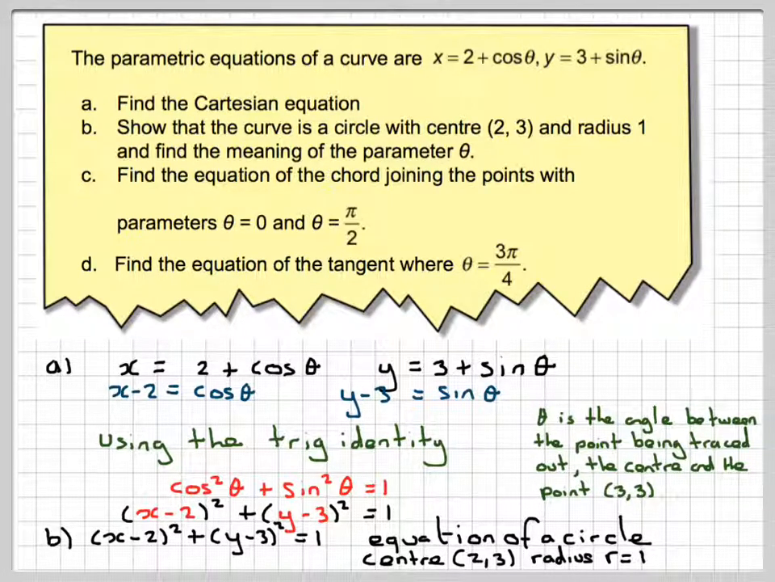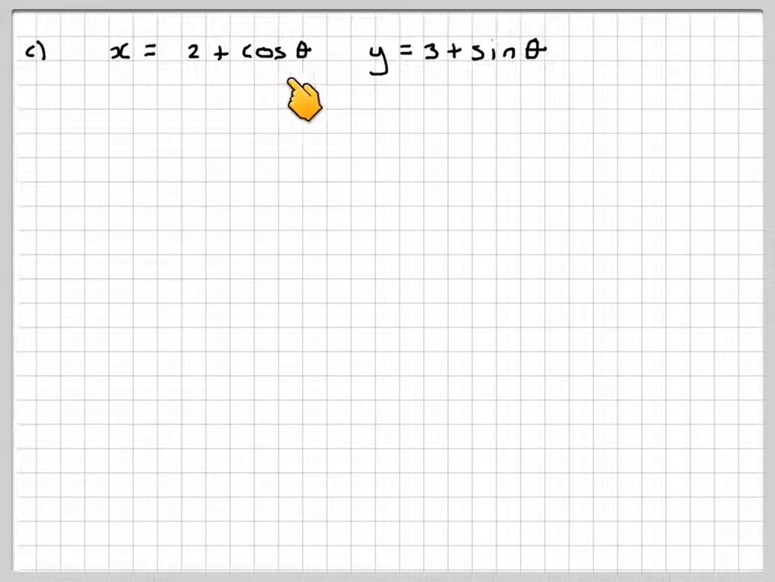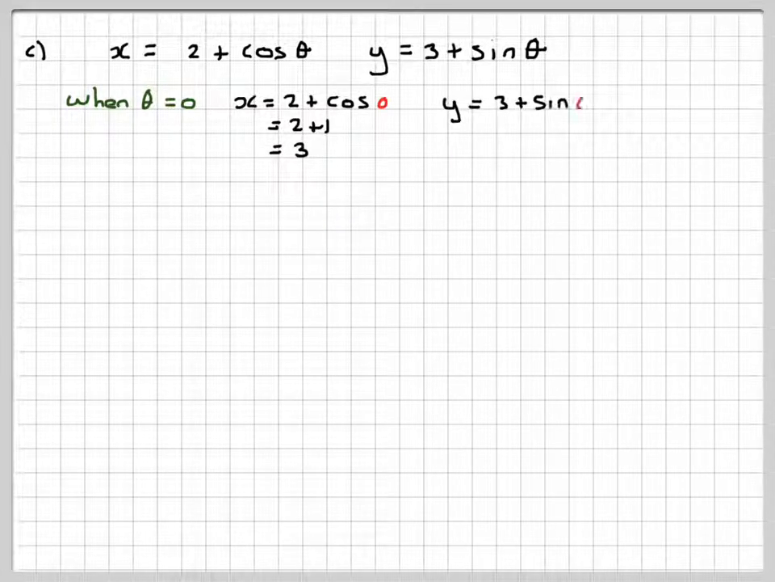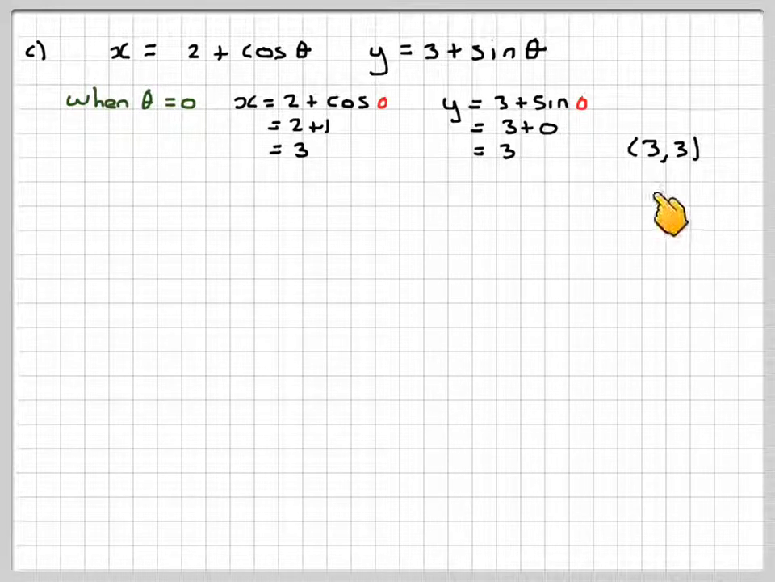Right, to find the equation of the chord joining these points, theta equals 0 and theta equals pi over 2. If theta has a value, then we can get some coordinates coming out of this. So if x equals 2 plus cos theta and y equals 3 plus sine theta, when theta is equal to 0, x is 2 plus cos 0, which is 2 plus 1, which gives me the x coordinate of 3. And y is 3 plus sine 0, which is 3 plus 0, which gives me 3. So we get one point, which is (3, 3).